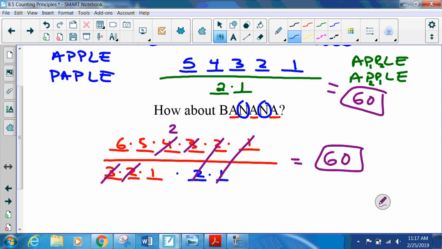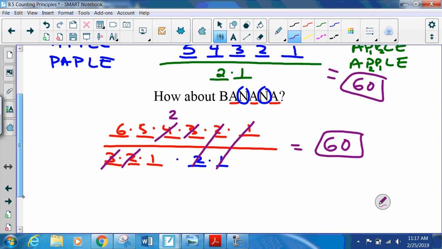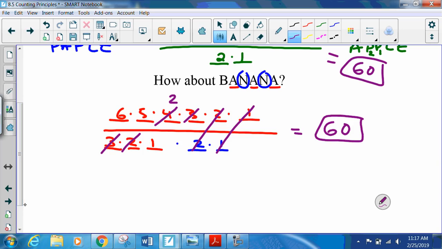Now, if you look in your book, you'll see that they don't use the counting principle. They use factorials. So if you wanted to use factorials, you could do the same thing. See how we did 6 times 5 times 4 times 3 times 2 times 1? You could write 6 factorial. And then instead of 3 times 2 times 1, you could write 3 factorial. And then instead of 2 times 1, you could write 2 factorial.